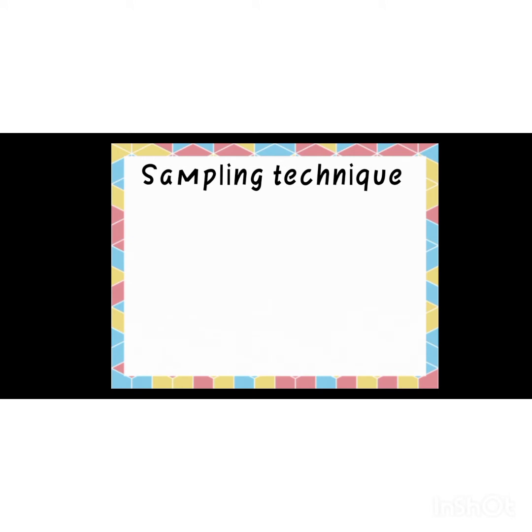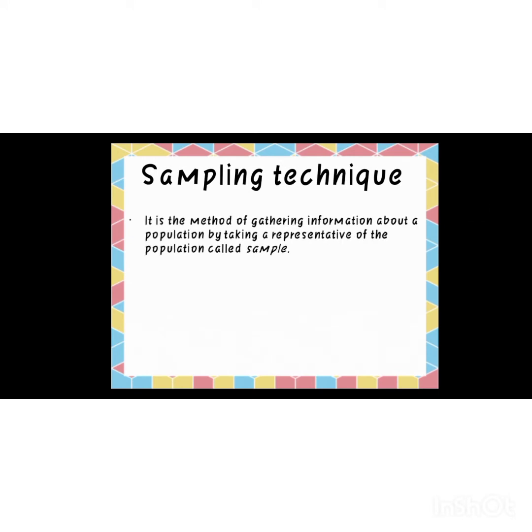Okay, so sampling techniques. When we say sampling techniques, it is a method of gathering information about a population by taking a representative of the population called a sample. Here's the example. From the population, for example po, sa section niyo po, kukuha ako ng 10 lang po sa inyo. Yung 10 na yun na kukunin ko sa section nyo, yun po yung tinatawag na sample. Yung section nyo naman po, kabuuan, yun po yung tinatawag na population.